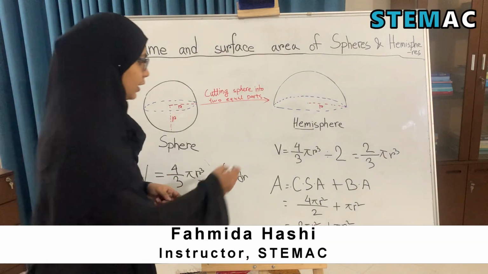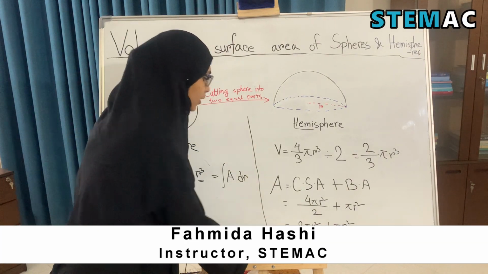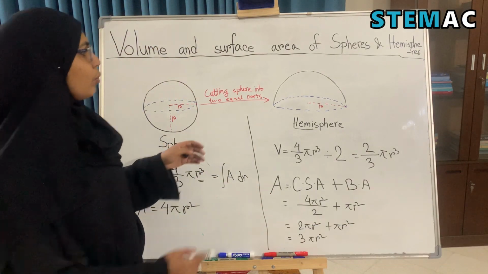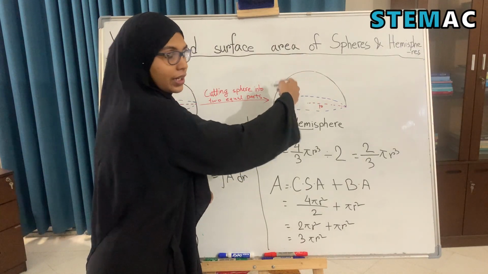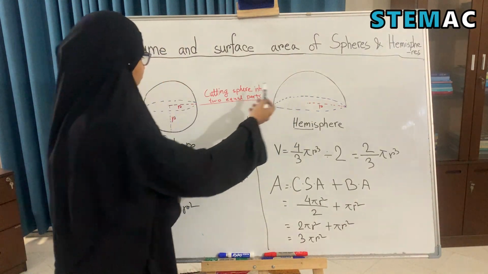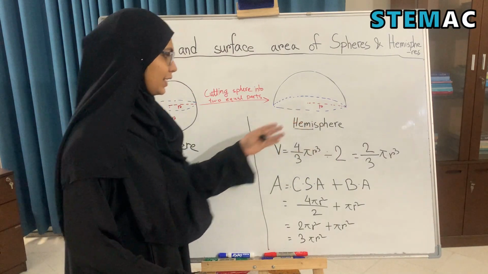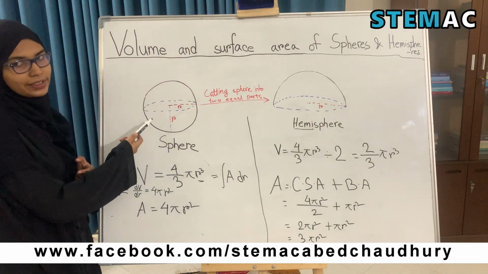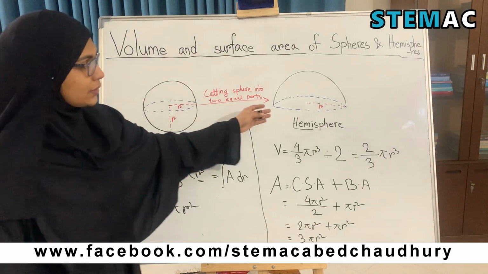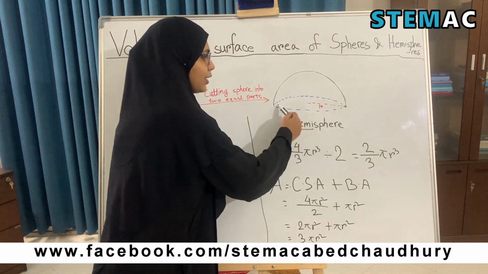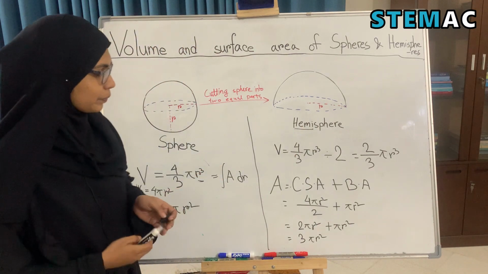Now for the area of a hemisphere, we need to know the curved surface area, that is half of this surface, plus the base area. There was no base area in a sphere, but for a hemisphere there is a base, right? There is a circular base.